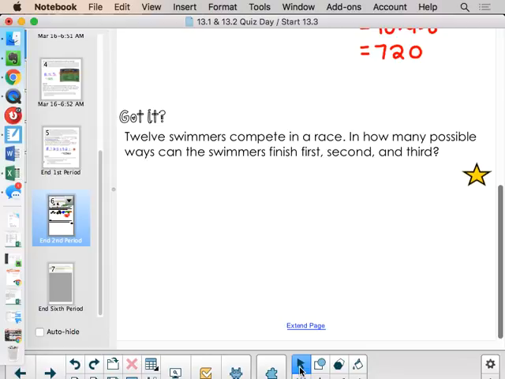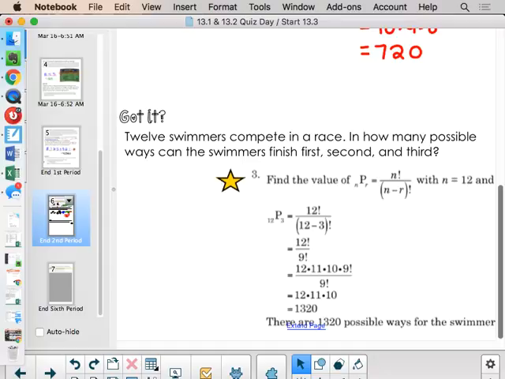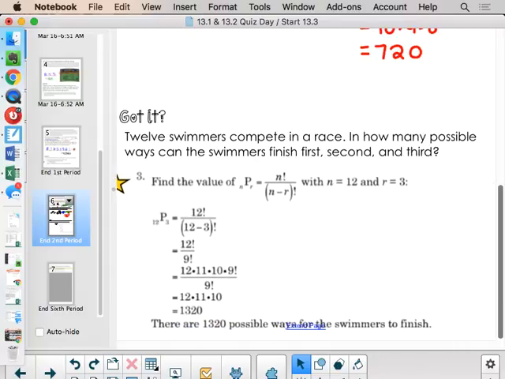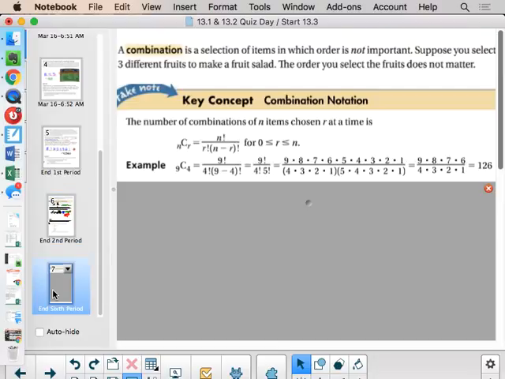You ready to check your answer? Okay. So I'm hoping you did 12 pick 3, which should have simplified to 1,320, yes? Alright, so here's the reason why people don't like permutations. Because they confuse them with combinations. Anyways, combinations is an arrangement of items where order is not important.